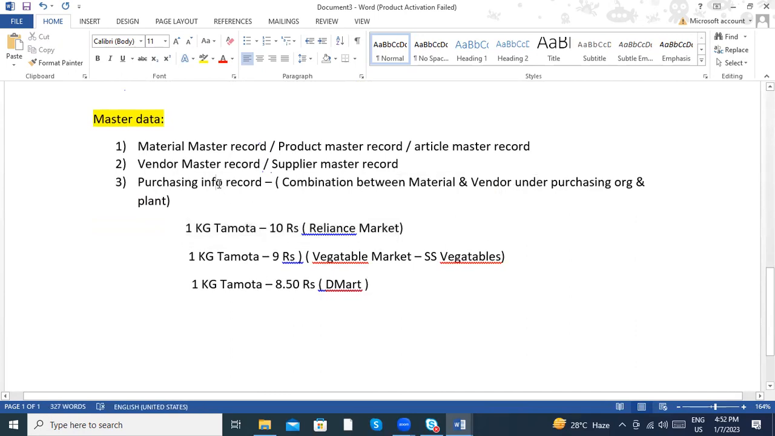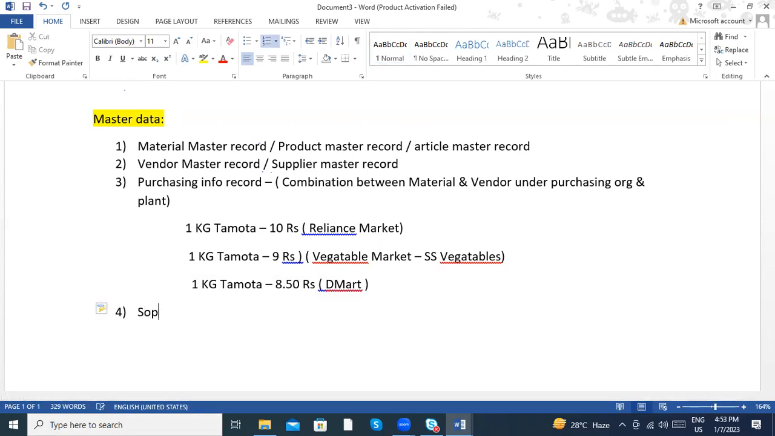we are maintaining one info record under the plant or purchase organization, and this is one combination. So it is not necessary to have only one info record for one material. There can be multiple info records when we have multiple vendors. So this is the purchasing info record.